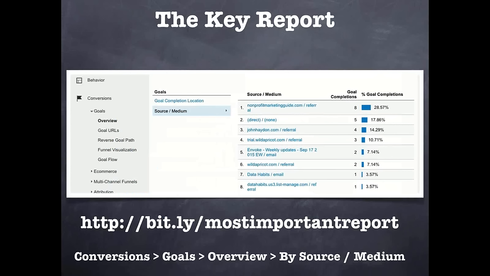My opinion is that there's one important report in Google Analytics. It's the most important thing that you can look at, and it's the whole reason you set up Google Analytics. It's this. Conversions, in the case of Data Habits, that's signups by where they came from, right? So I've showed it a couple of times, but I also did a blog post on this. If you want to check that out, it's at that link.